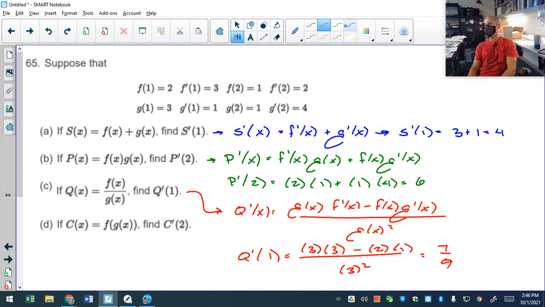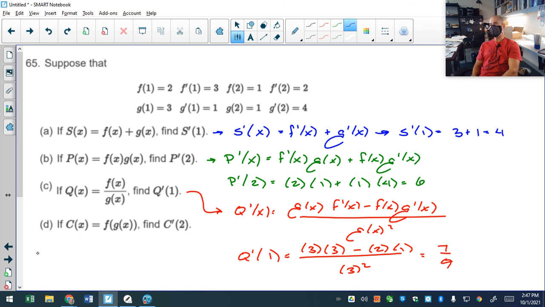And then D is C of X. How do I do the derivative of that? What kind of derivative are we looking at? That is a chain. It is not a product. Sum, product, quotient, chain. SPQC. Yeah, they shouldn't have done that. Made it too easy for you. Calculus is easy enough already. They don't need to give you hints.